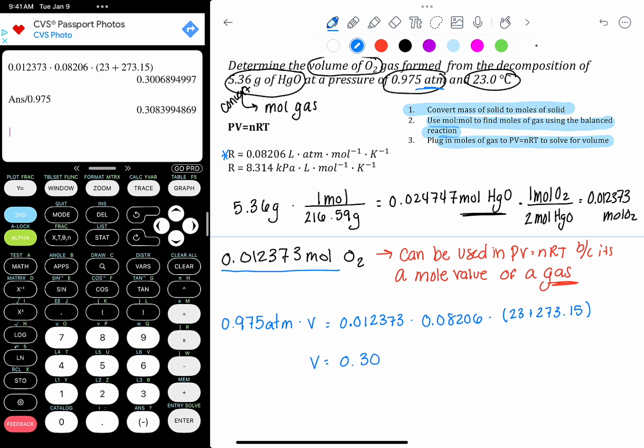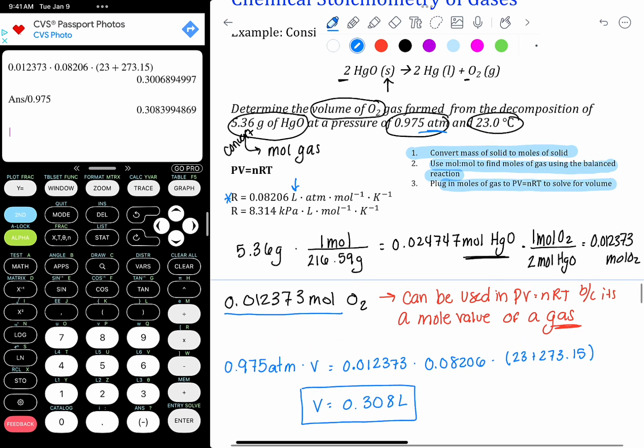0.308 liters. It's liters because R dictates our volume right there. So that is the volume of gas that is created when mercury oxide is reacted into mercury and oxygen gas. We get 0.308 liters of oxygen gas.